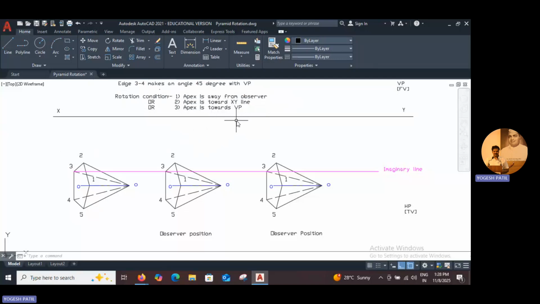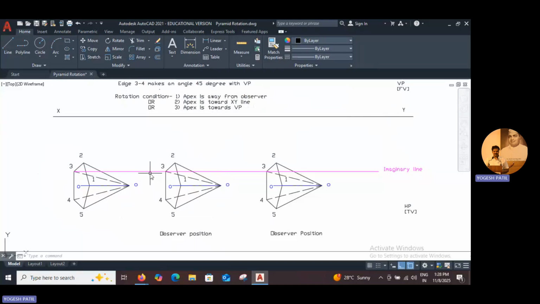Now I define the xy line, and as usual above xy we have the vertical plane, below xy we have the horizontal plane. As I have to rotate this particular pyramid, I copied this pyramid and pasted it over here. Now for rotation we select a base point, and we have to keep the apex away from the observer. So I am going to select 3 as the base point.